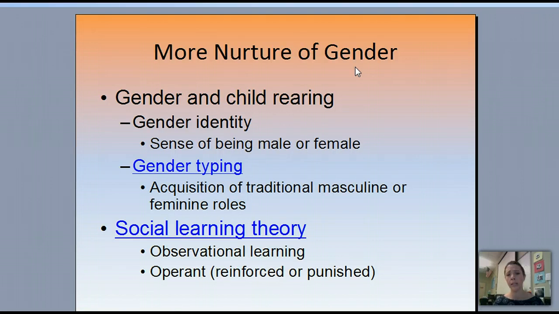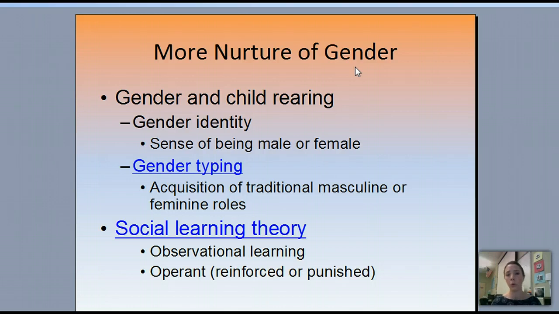Now, gender identity is a person's sense of being male or female. What we do at an early age is we get these schemas of male or female, and we start to place things into those categories. So when we gender type, we start thinking of traditional masculine and traditional feminine roles, and we put those onto new things. This is a great example of schema, assimilation, and accommodation: something that is male or female, or doesn't fit into either, and you kind of have to put it into those two things.